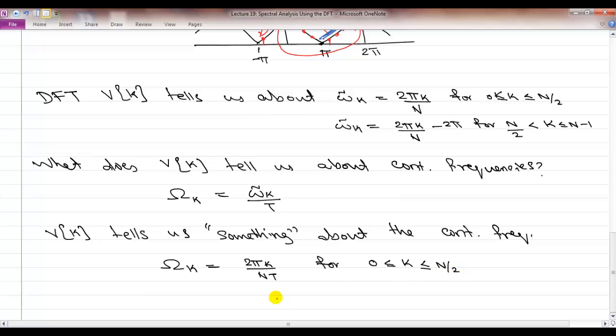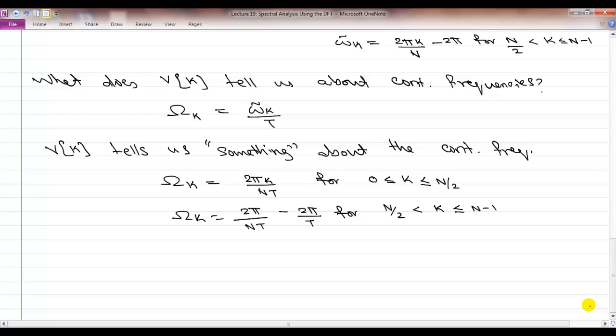But the moment you go above N by 2 in the DFT index, you have to make sure you subtract 2 pi over T. So omega k equals 2 pi k over N T minus 2 pi over T for N by 2 less than k less than or equal to N minus 1. Okay.